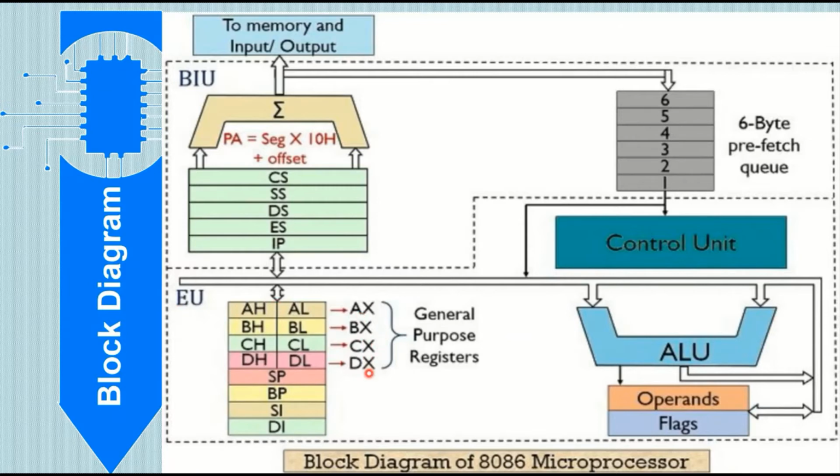These four general-purpose registers: stack pointer, base pointer, source index, destination index, along with the ALU, flags and operands, timing and control unit, constitute the execution unit. Both the bus interface unit and the execution unit operate in parallel and independently. This parallel, independent operation makes the processing speed faster.